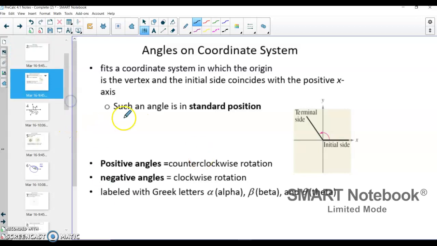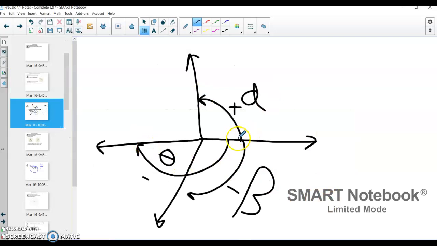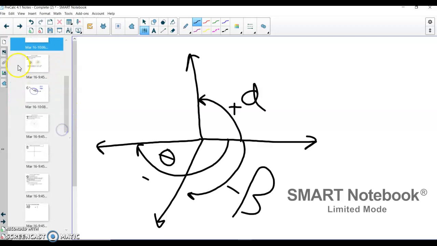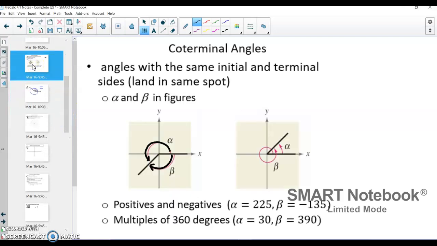Big thing to note in this one is that if we're moving counterclockwise, that's going to be positive for us, and clockwise would be negative for us. We can see that with this diagram here. Moving this way would be like a positive alpha. Going this way is like a negative beta. Alpha, beta, theta are how we denote our angle measurements using those Greek letters.